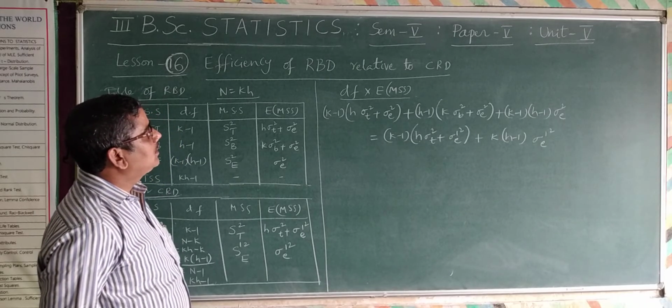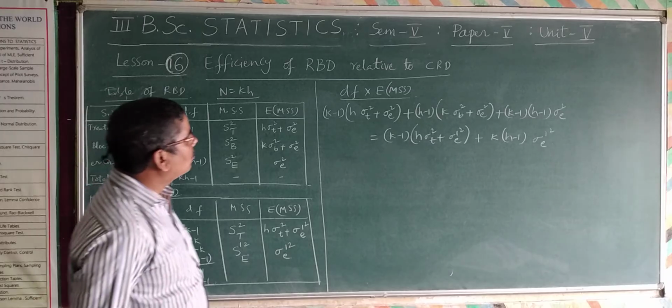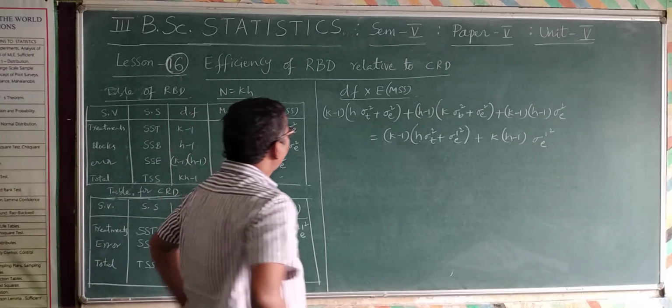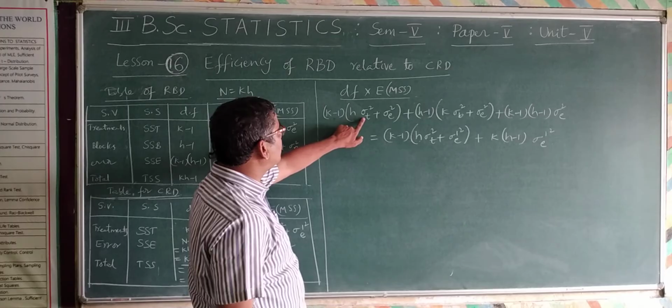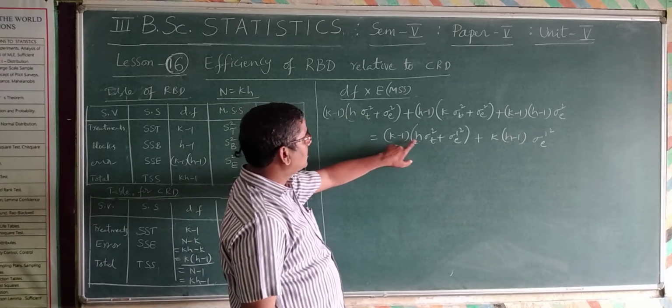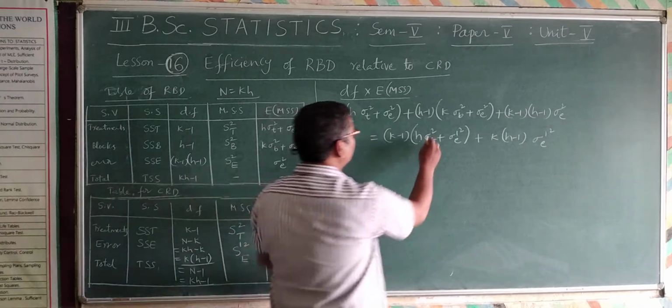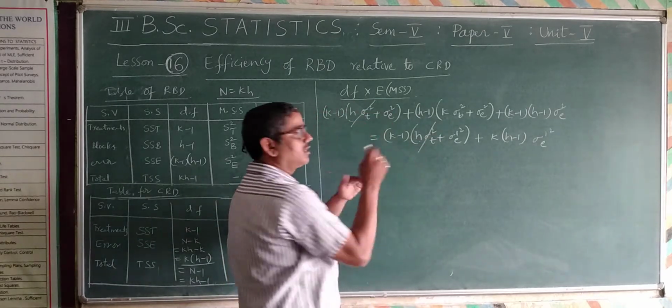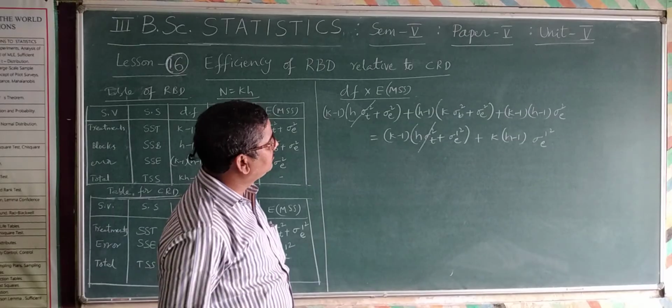Now you see which terms are going to be cancelled. On the left side, k minus 1 into h sigma square t, and on the right hand side, k minus 1 into h sigma square t. So the term h into sigma square t is going to be cancelled.